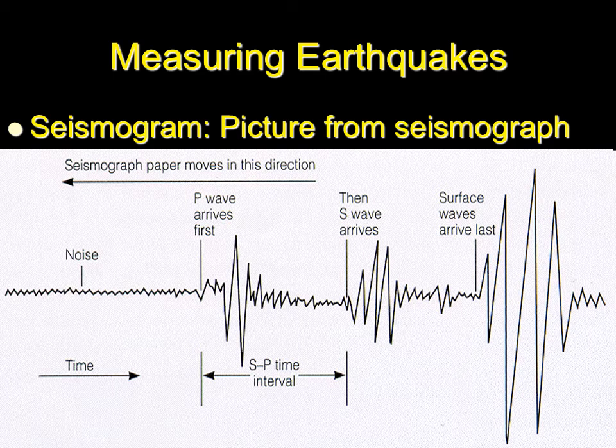So the picture that a seismograph prints out is called a seismogram. And the paper moves in the direction the arrow is pointing, left. The P wave arrives first. You see at the bottom is time. You see the very first little blip is where the P wave arrives, and then you have some big waves, and then a few more big waves, and at the end you see the surface waves arriving last, and those are really, really tall.